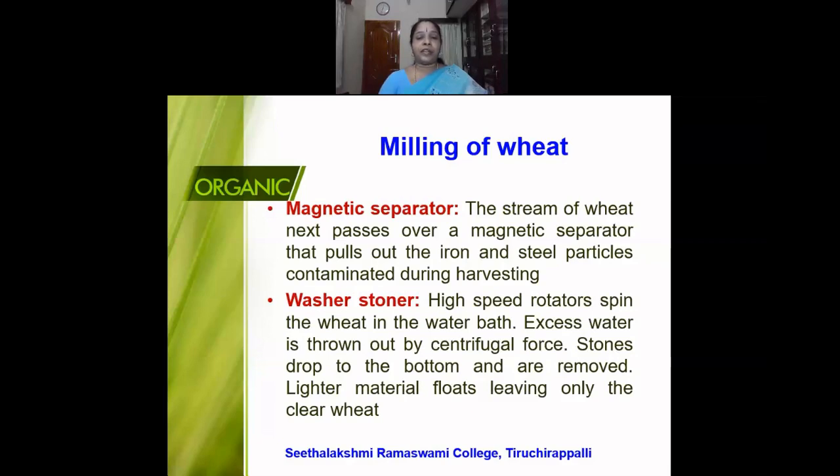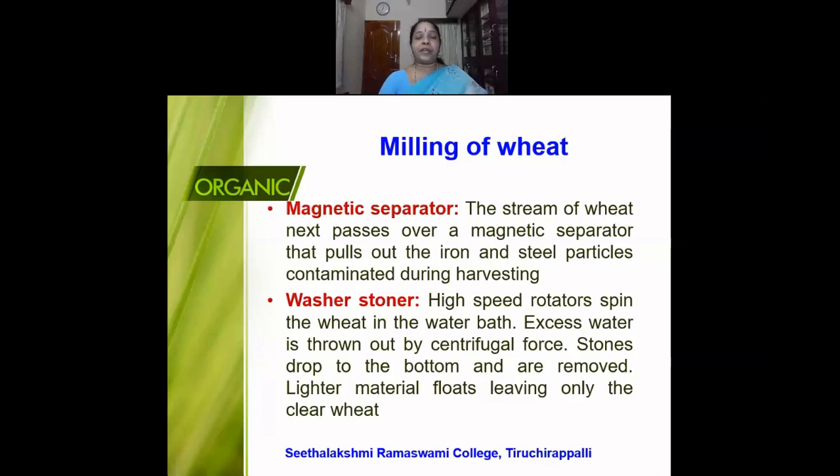Excess water is thrown out by centrifugal force. Because it is a rotator, the wheat and the bin are now rotating, revolving, right? So during this, the centrifugal force will remove any excess water that is present in the bath. Stones drop to the bottom and they are removed.